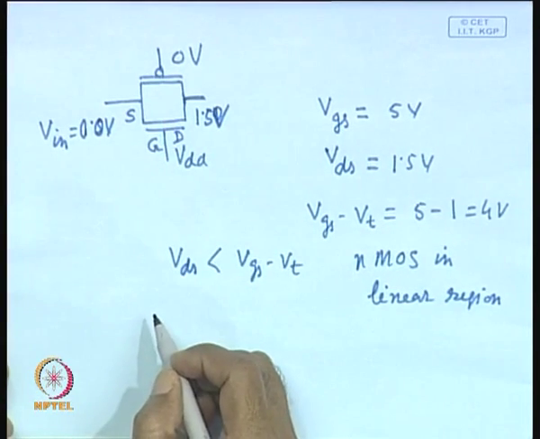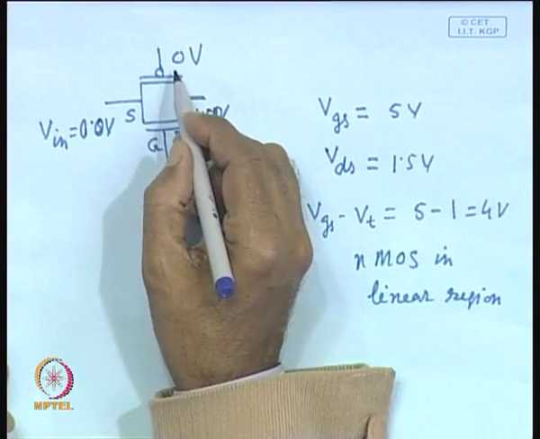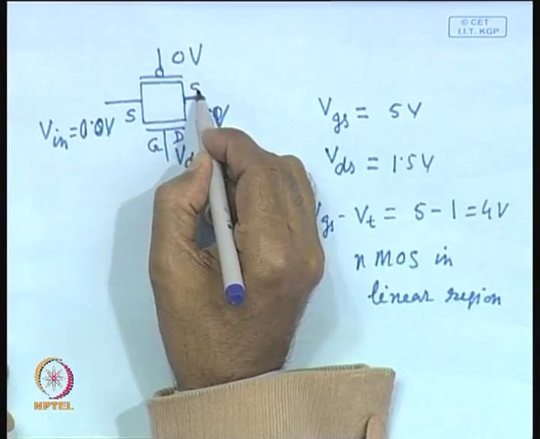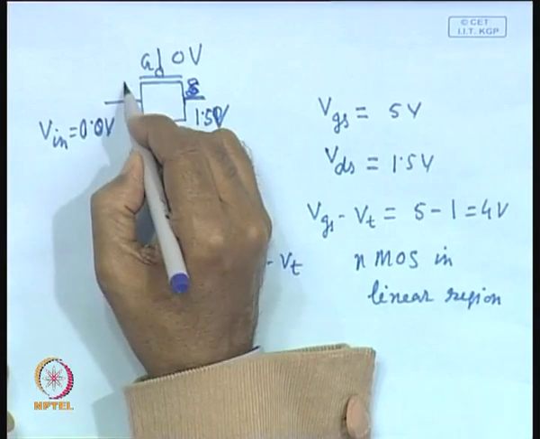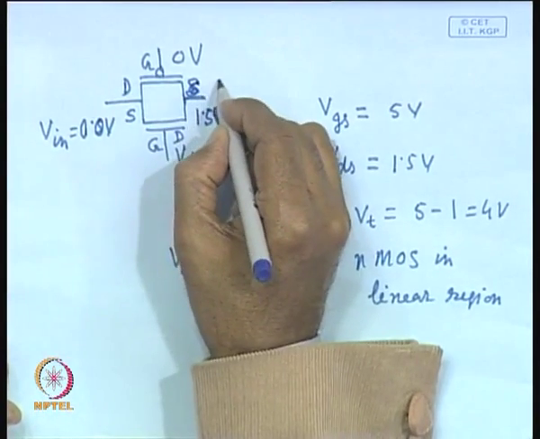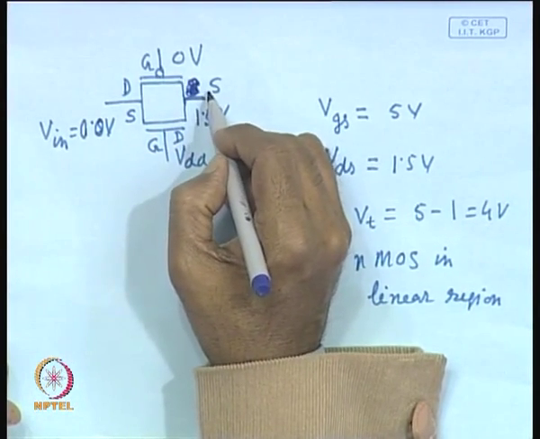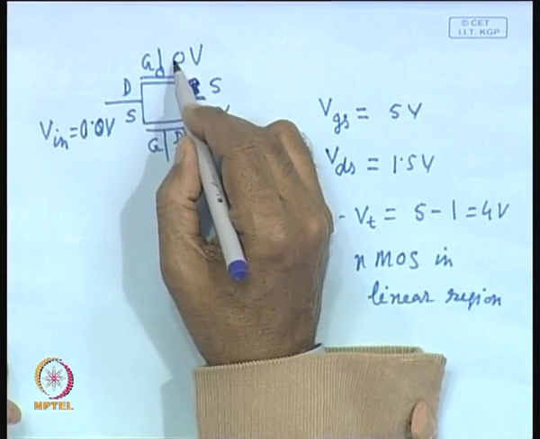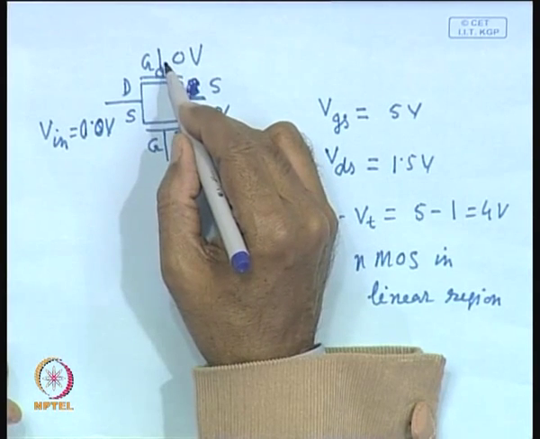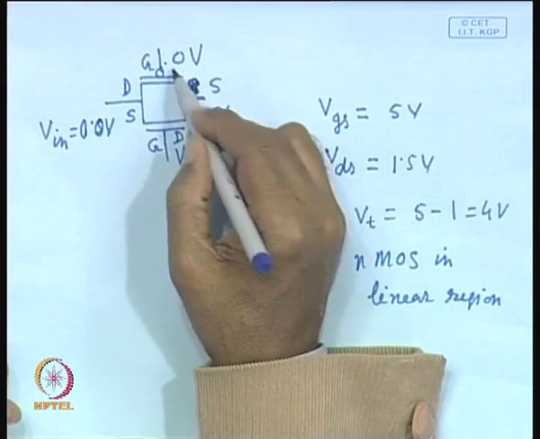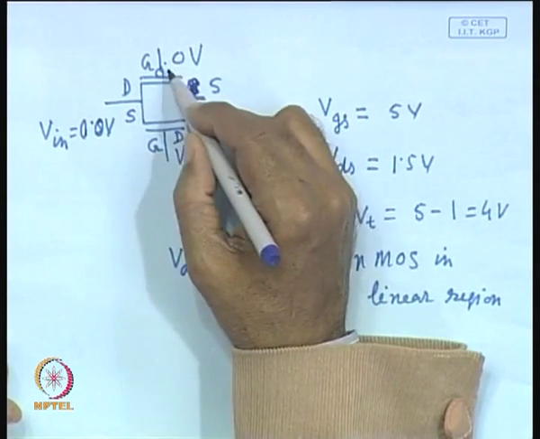What about the PMOS transistor? In case of the PMOS transistor, we can consider this one as source, this one as gate, and this one as drain. So, this particular terminal is source, and this is 1.5 volt and this is 0 volt. That means the gate is more negative with respect to source. Therefore, since the threshold voltage is minus 1 volt, this transistor is definitely on.